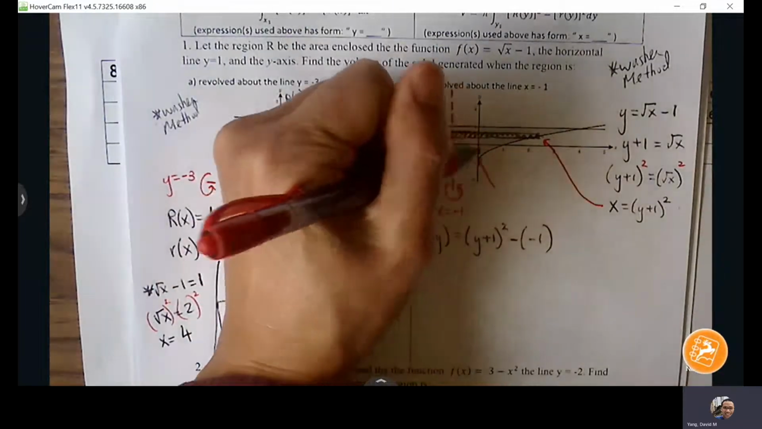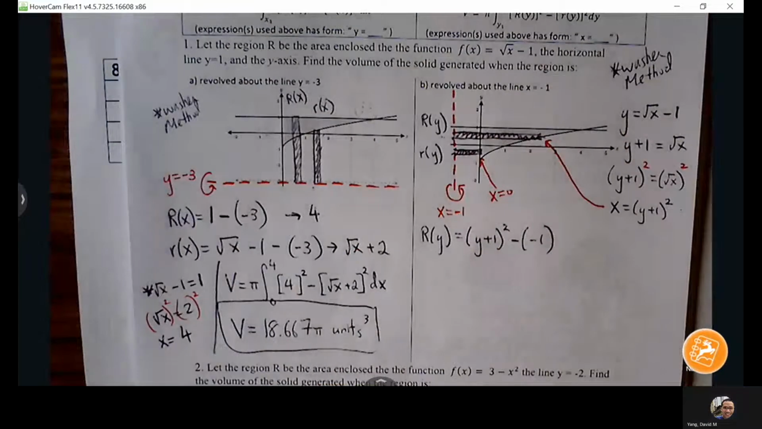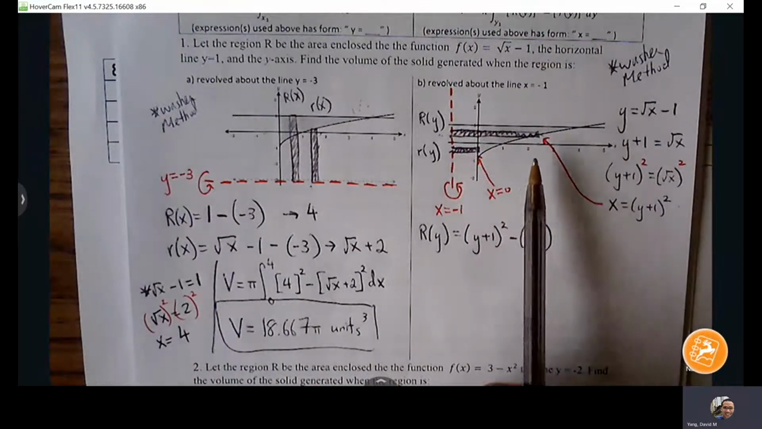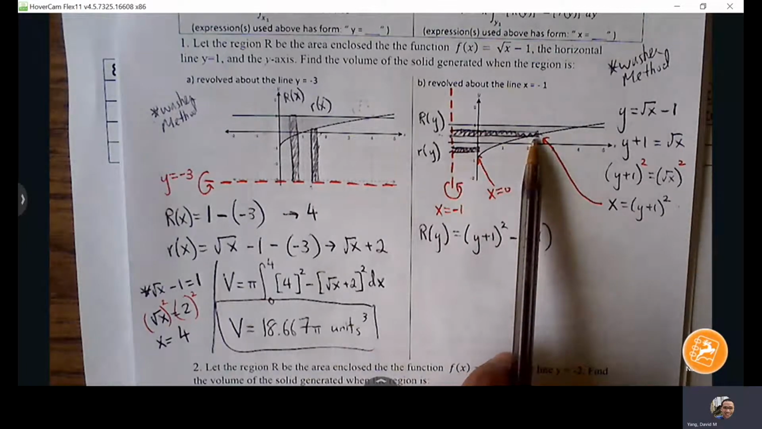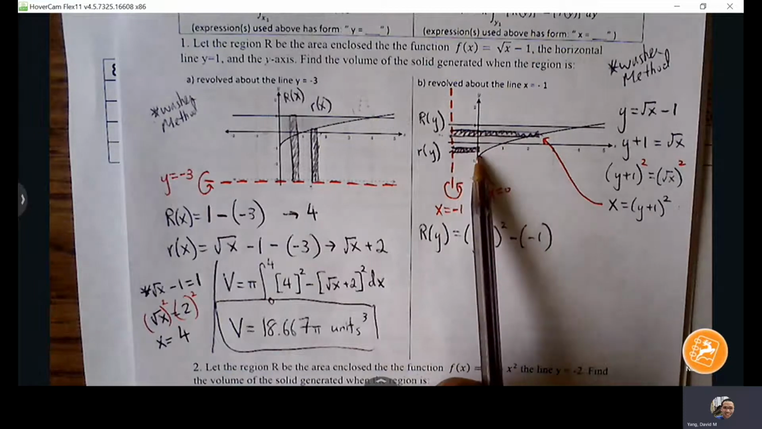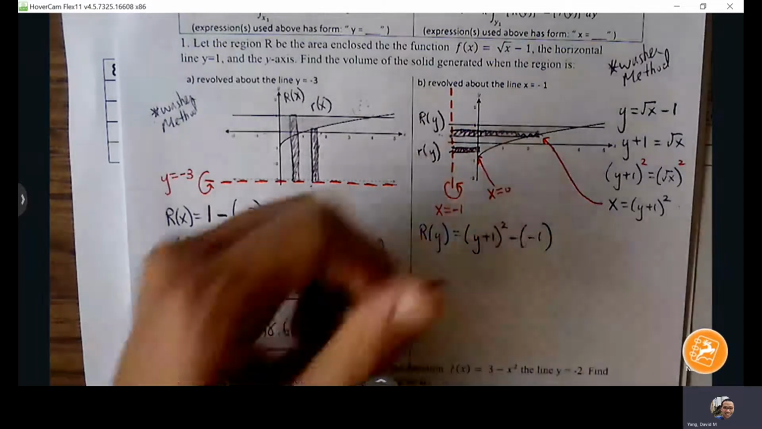This is the y-axis. The y-axis is x equals 0. And now we can go ahead and do right minus left. Right minus left, big R is (y plus 1) squared minus a negative 1. Little radius is 0 minus negative 1. You see the right endpoint is sitting on the y-axis. The equation for the y-axis is x equals 0.